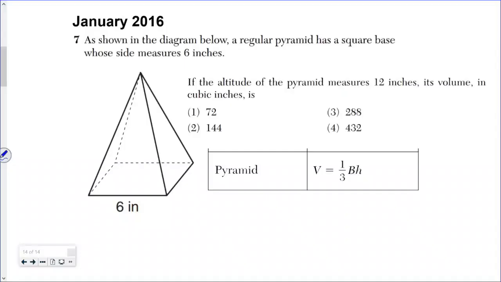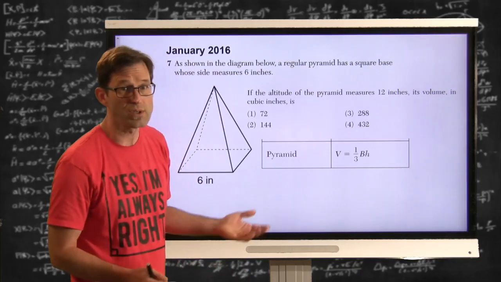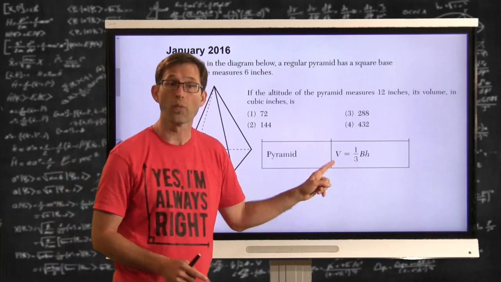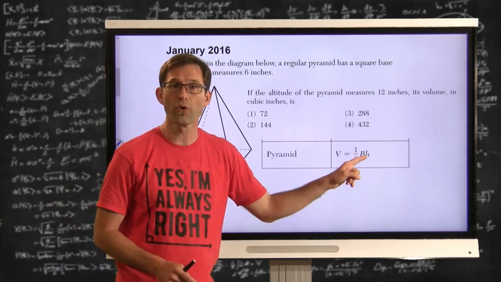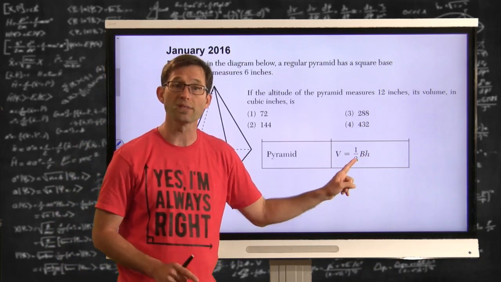Anyway, January 2016, number 7. As shown in the diagram below, a regular pyramid has a square base whose side measures 6 inches. If the altitude of the pyramid measures 12 inches, its volume in cubic inches is what? Well, the first thing I do is make sure I've got this formula written down. Volume equals 1/3 B times h, where B is the base area.